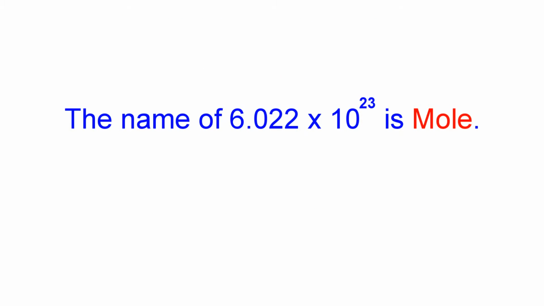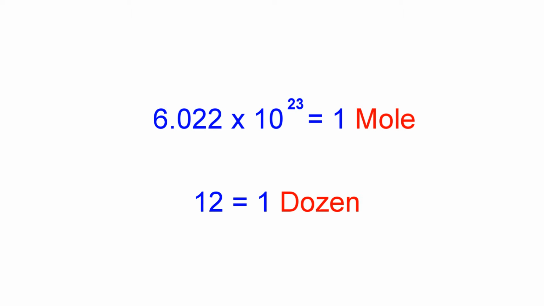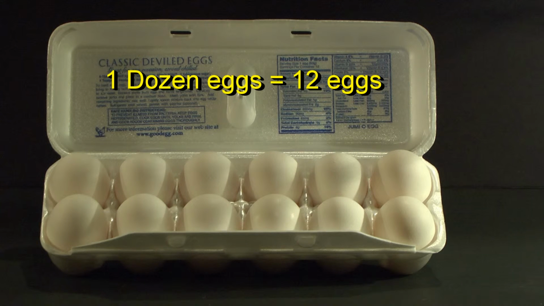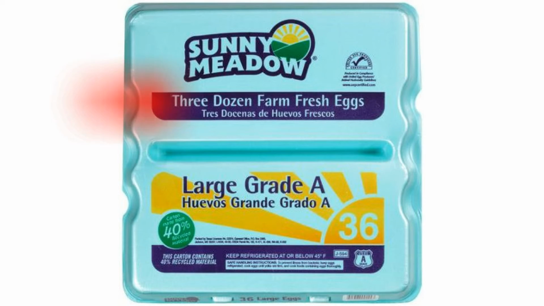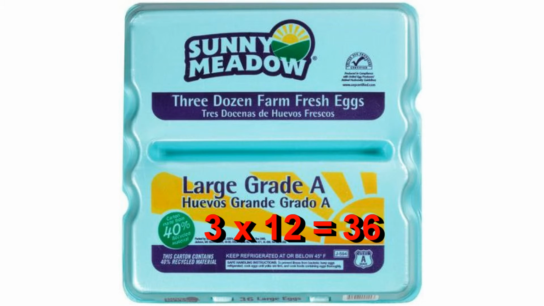At first it may seem a little strange that a number should have a name. But there is another number that has a name, and we're all familiar with it. The number is 12, and the name is dozen. So if you buy a dozen eggs, you expect for there to be 12 eggs in the carton. And if you buy 3 dozen eggs, you expect for there to be 3 times 12 eggs in the carton, which would be 36 eggs.